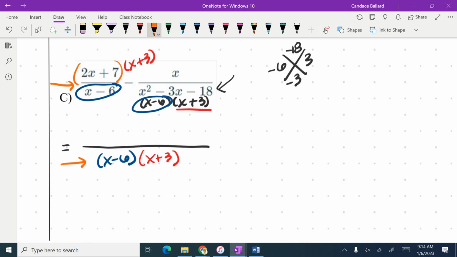There you go. All right, so we're going to FOIL. So we've got 2x times x is what? 2x squared. Good. Remember, multiplying, not adding. All right, outsides would be 2x times 3 is what? Good, 6x. Insides would be 7 times x, which is 7x. And then 7 times 3 for the lasts, 21.